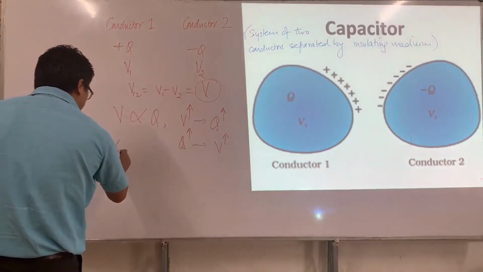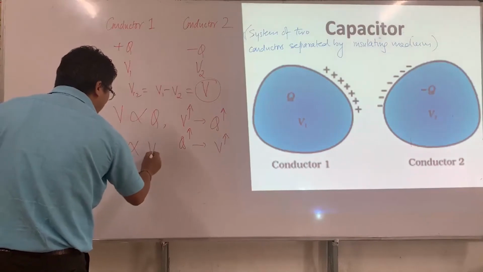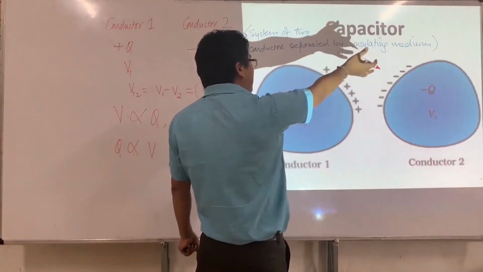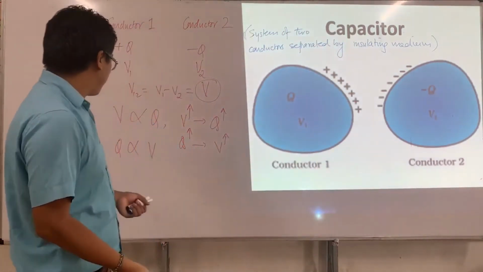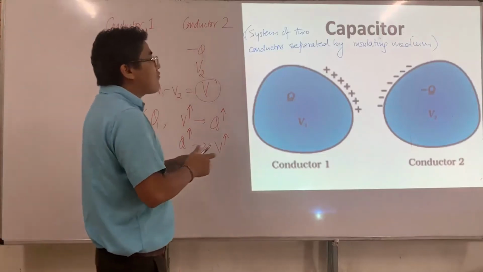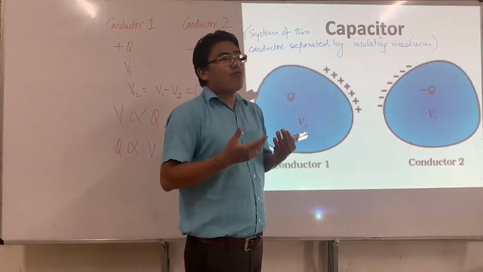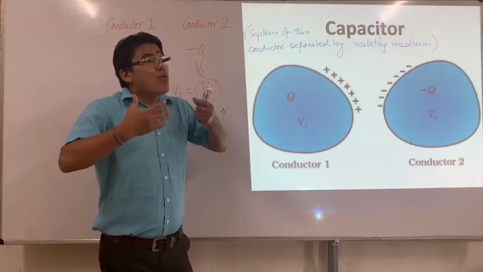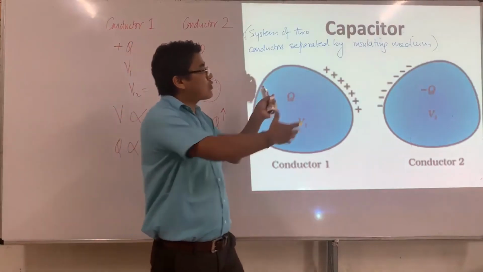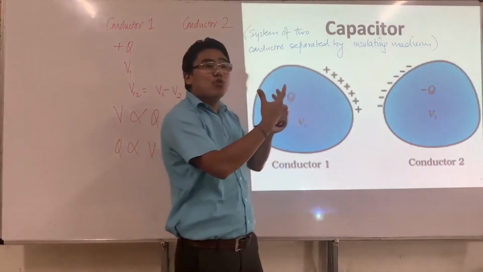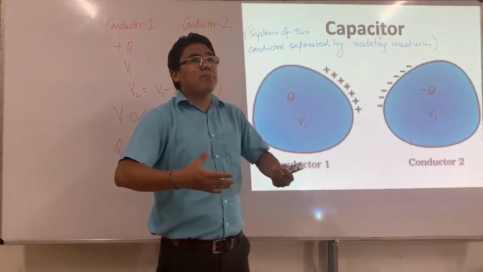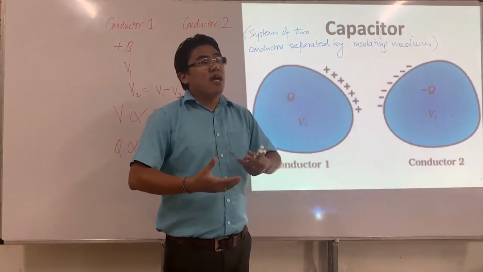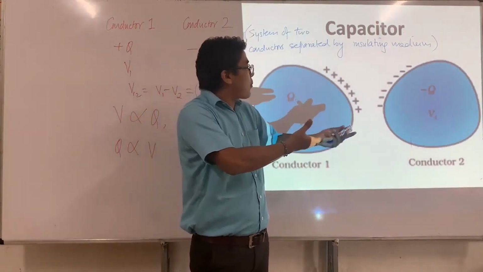So again I say that Q is proportional to V. If I go on increasing V, Q has to increase. There is no other way, right? So therefore we find a relation. What we are going to find is a relationship between V and Q of two conductors. Normally relations are nothing but constant proportionality relations.